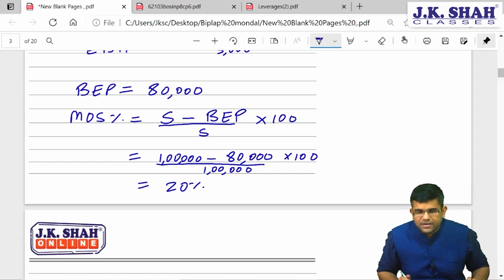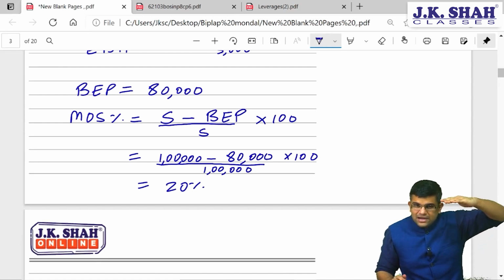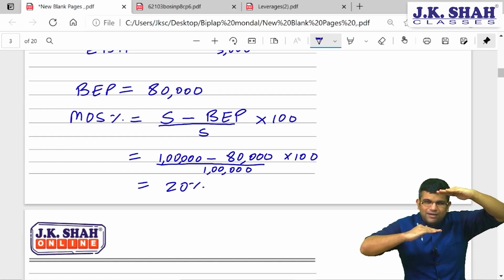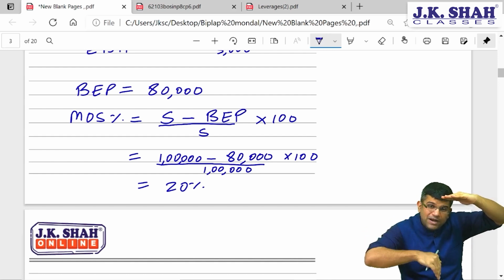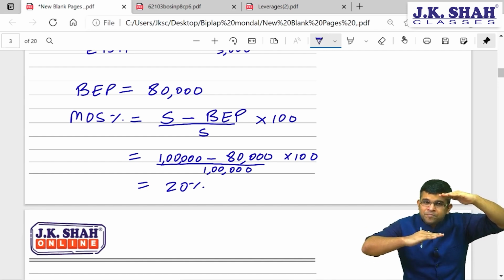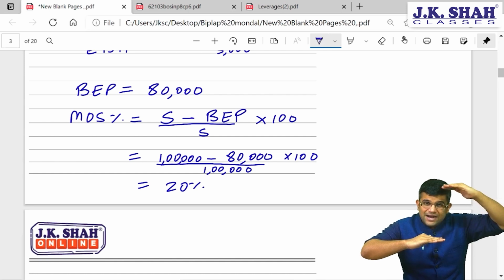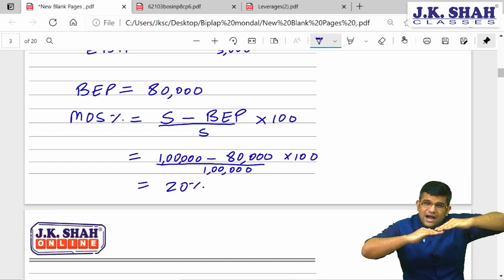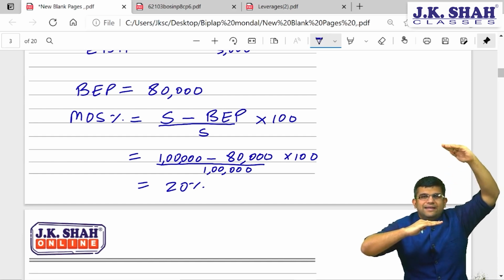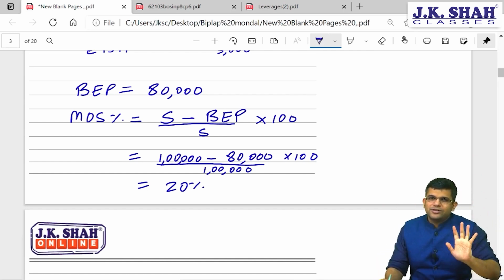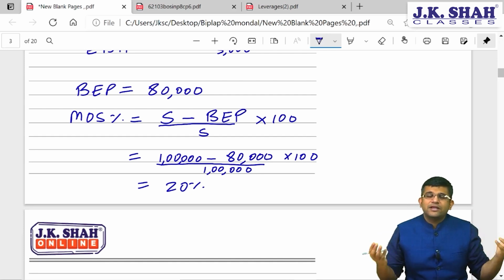What is this 20%? I am saying that currently my sales are rupees 1 lakh. The break even point is rupees 80,000. If my sales go below 80,000, can I say losses will start? At 80,000 level of sales, can I say there is no profit, no loss? Above 80,000 level of sales, can I say profit starts? Right now I'm sitting at a sale which is above 80,000 at rupees 1 lakh. Can I say the higher I am above 80,000, the more safe I will feel? Everybody clear? Because children, below 80,000 losses will start. At 80,000 there is no profit, no loss.